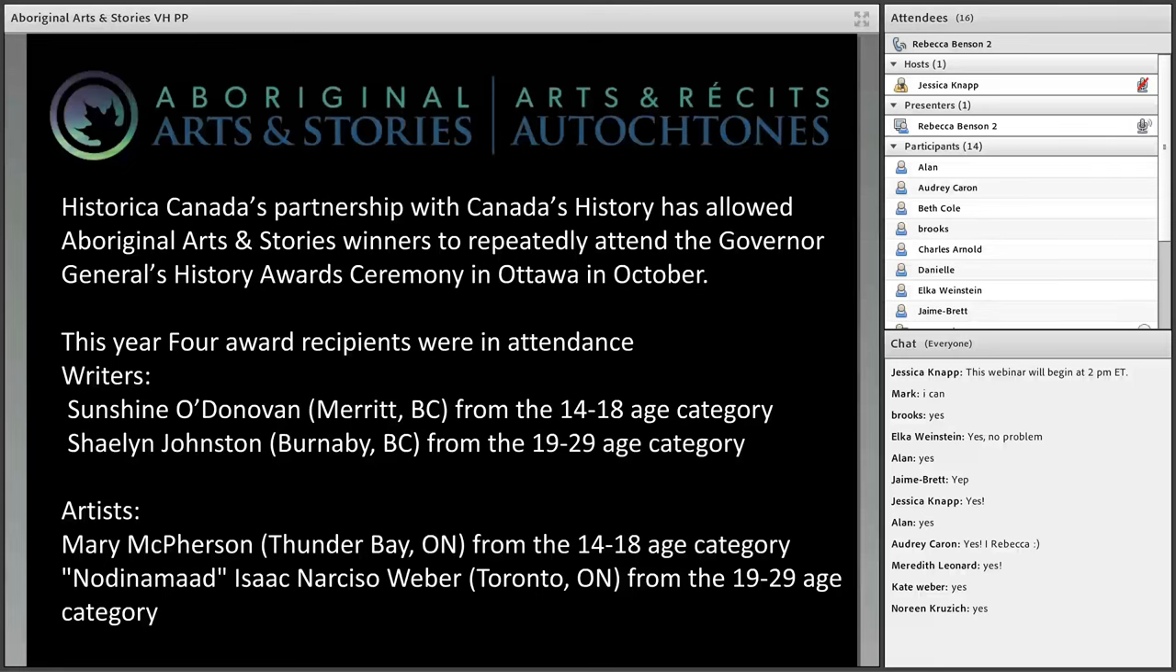Historica Canada's partnership with Canada's History has allowed Aboriginal Arts and Stories winners to repeatedly attend the Governor General's History Award ceremony, and it happens every year in Ottawa in October. And it's a personal favorite of ours because the other times that we get to have all of the winners together, we're also doing a lot of logistical work. So for the GGs, it's so much fun because we actually just get to spend time with the winners, and it gives them an opportunity to cement their connections with one another. And over dinner last year, for example, they were talking about making a graphic novel, all four of them, and it was really, really heartwarming.